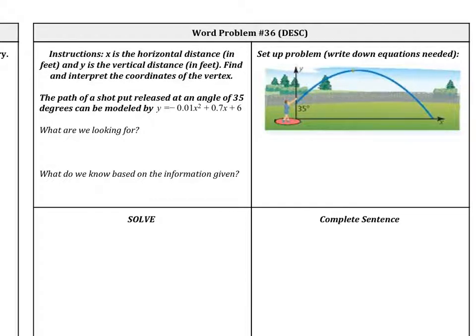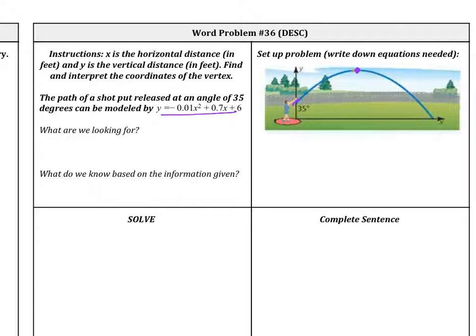So here's a word problem for a quadratic. It tells us in the instructions that x is a horizontal distance in feet and y is a vertical distance in feet. Find and interpret the coordinates of the vertex. We're trying to find our vertex here. The path of a shot put released at an angle of 35 degrees can be modeled by this equation here.